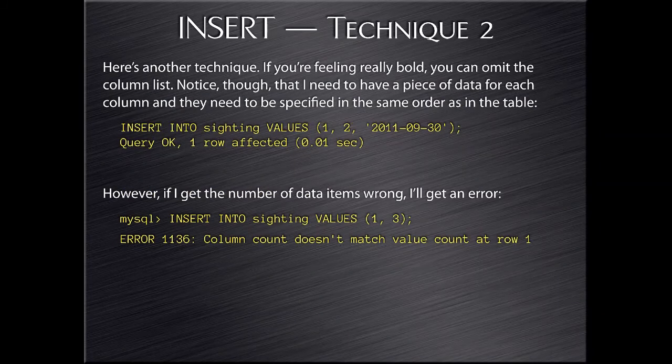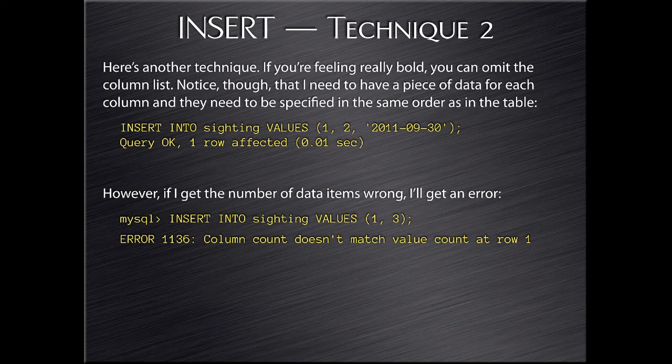Now here's a second technique. This one is a little bit bolder and it can go sideways on you in some pretty awful ways, but let's just take a look. So here's my query. So I'm inserting into citing. Notice there's no column list and the values 1, 2, and a particular date. And you'll notice that that query was okay. It says 1 row affected.